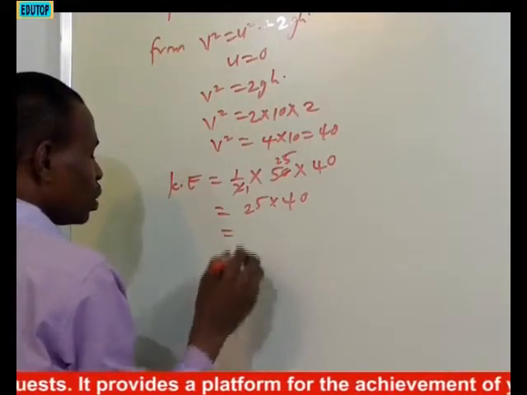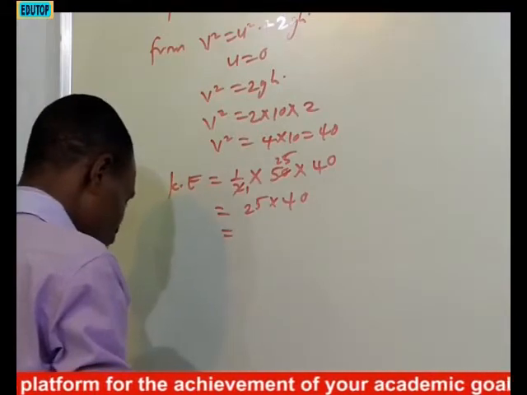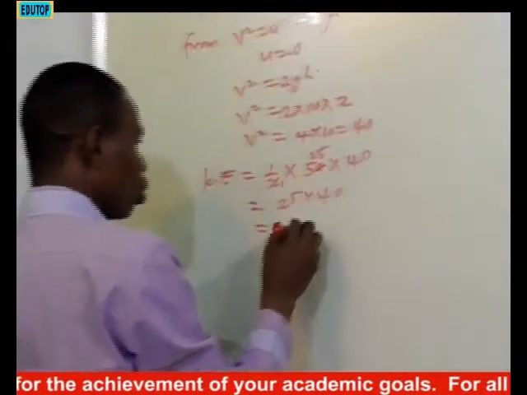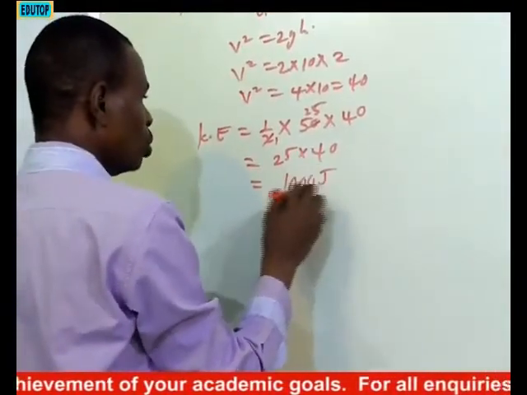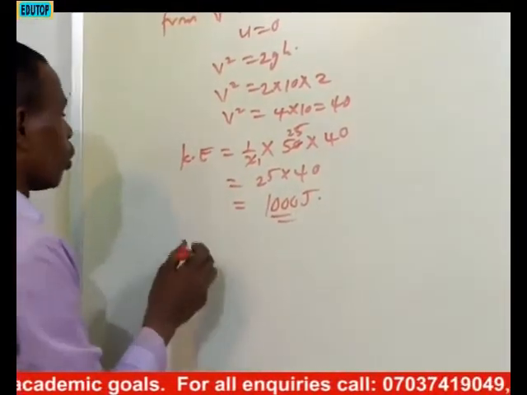40. That is what we want to see now. And what will be the value of 25 times 40? It will be equal to 1000 joule. And that is the value of the kinetic energy for question number 1.